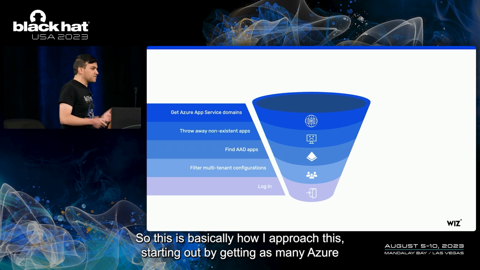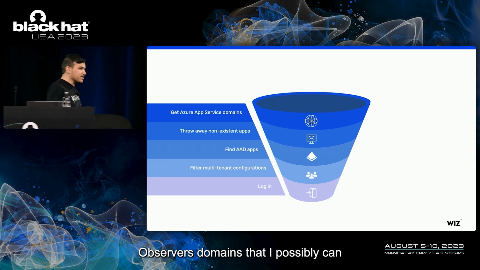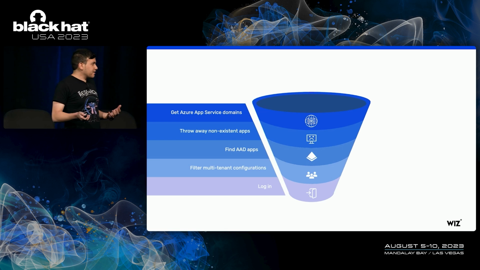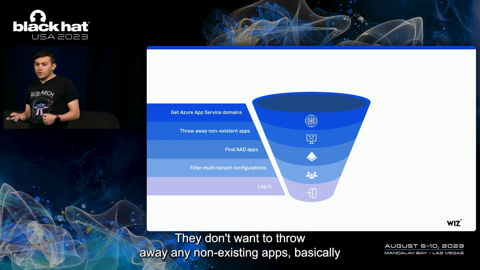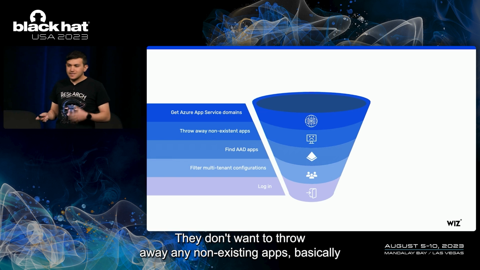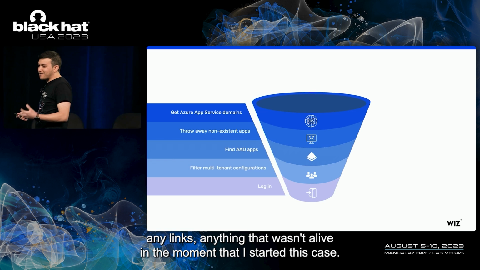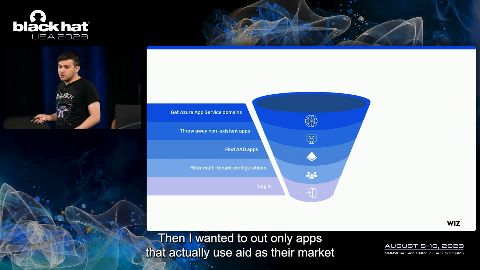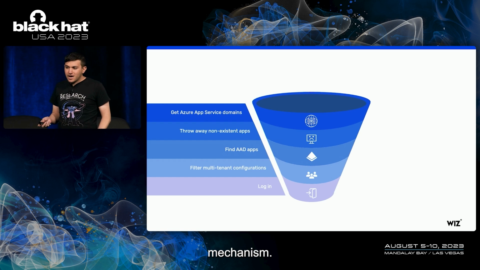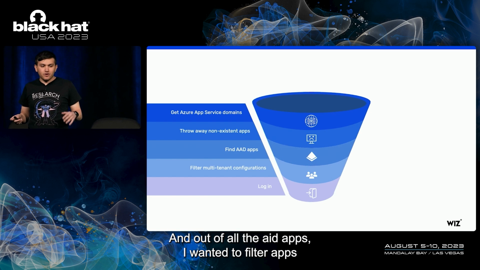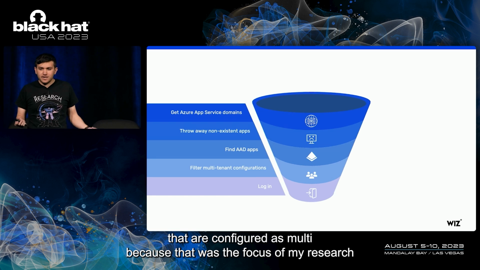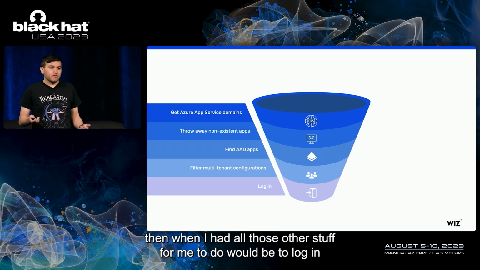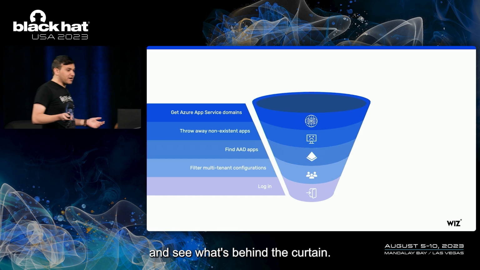Starting out by getting as many Azure App Service domains as I possibly could, to have a very wide pool to choose from, to scan from. Then I wanted to throw away any non-existing apps, basically any dead links, anything that wasn't alive in the moment that I started the scans. Then I wanted to filter out only apps that actually use AAD as their login mechanism. And out of all the AAD apps, I wanted to filter apps that are configured as multi-tenant, because that was the focus of my research. Then, when I had all of those, all that was left for me to do was to log in and see what's behind the curtain.